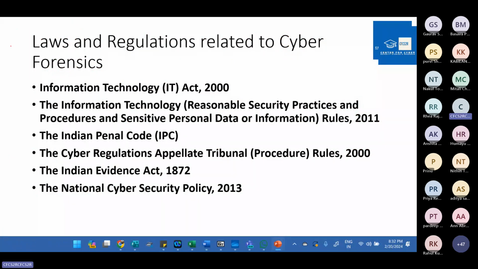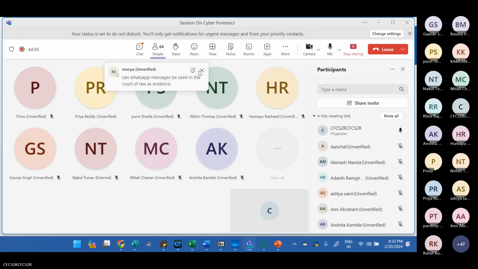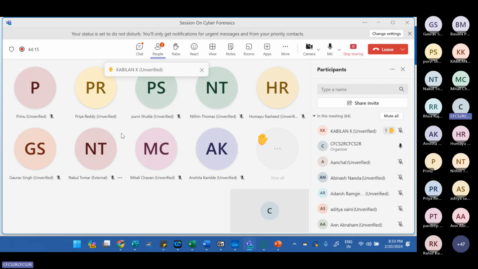This is the most important part, and I love this part a lot: laws and regulations related to cyber forensics, or digital forensics. So how many of you have read the IT Act 2000? Tell me. No one? Actually, I'm not able to see your hands raised. Okay, now I can see them. Raise your hand whoever has heard about this IT Act.